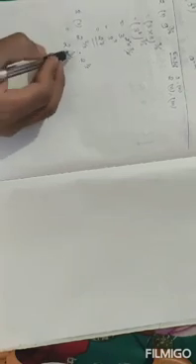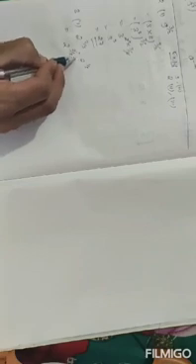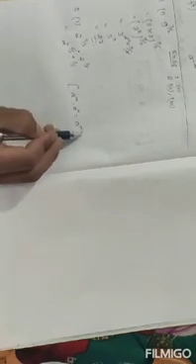In this case we are multiplying, isn't it? Bases are same and we are multiplying. So according to the first law of exponents, base will remain same and the power will be added. Why? Because a to the power m into a to the power n is a to the power m plus n. So the powers will be added.